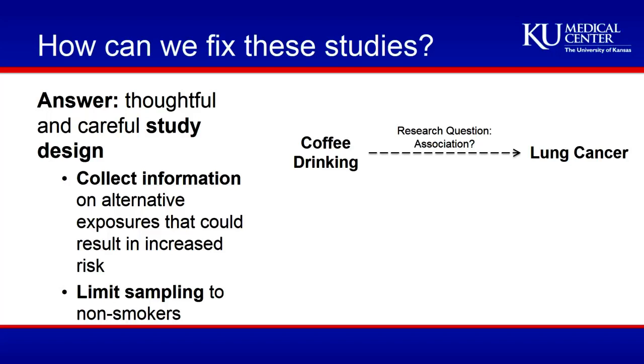So the different ways that we could control for issues like this in the design of a study is to collect information on all known alternative sources of risk. So what else increases risk of lung cancer that we could actually record pretty accurately in these individuals? That's one way of helping. You can also limit your sampling based on those known alternative exposures that increase risk. So we could have only looked at non-smokers.